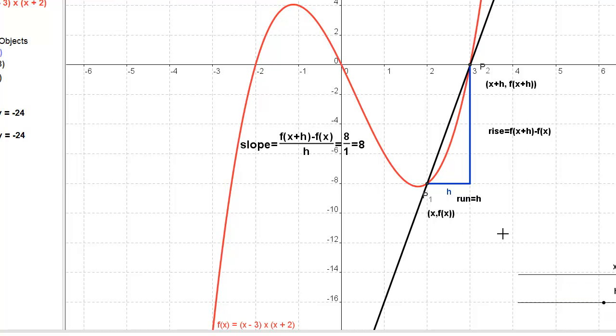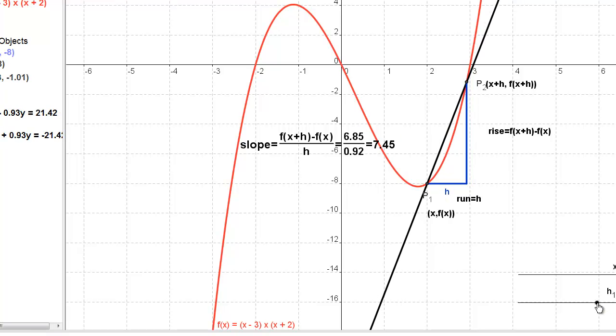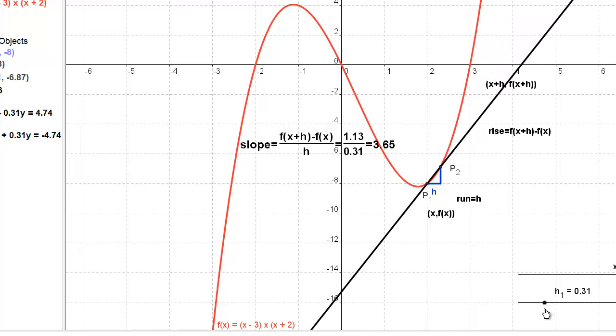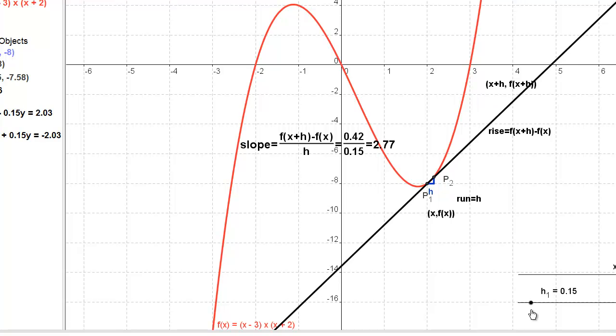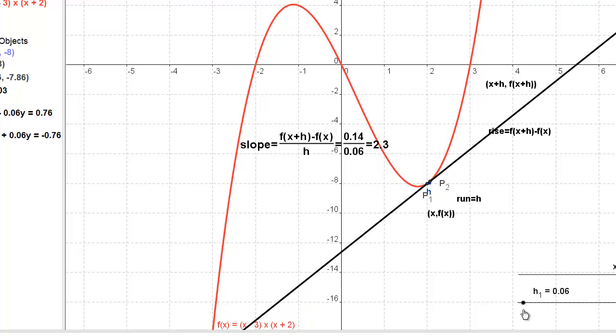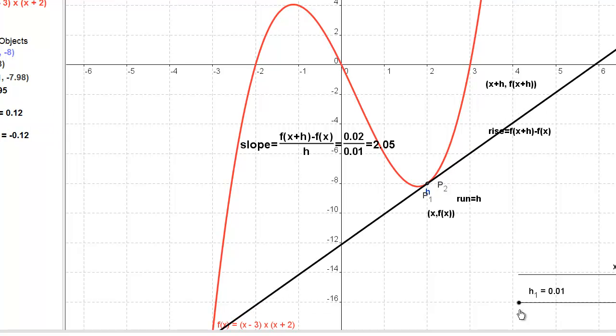Well, here we go. Let's try and find the instantaneous rate of change at this point right here, which is 2 and negative 8. So what I'm going to do is I'm going to start to shrink this h down. I'm going to bring it over. I'm going to shrink the h down, down, and I am happy as a clam because it looks like I'm closing in on that instantaneous rate of change. It's getting closer and closer to 2.3, 2.25. I think I know where it's going, and it's almost there.